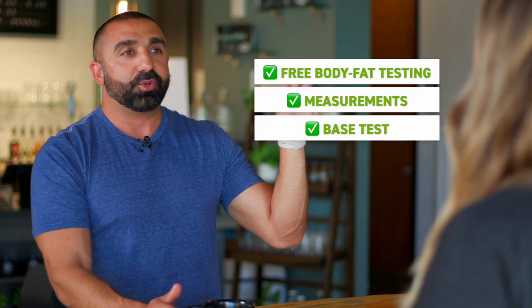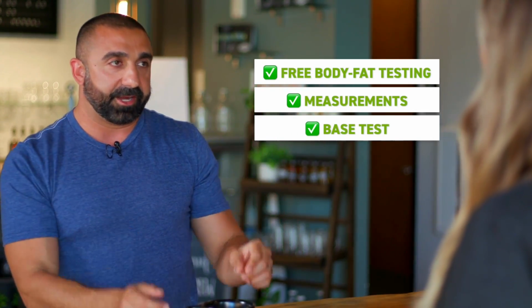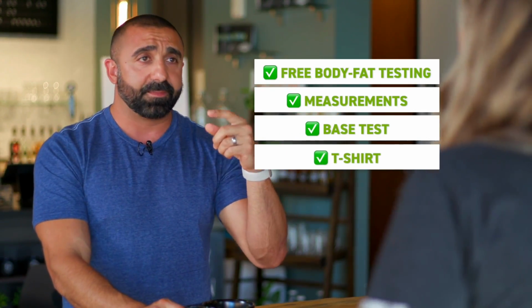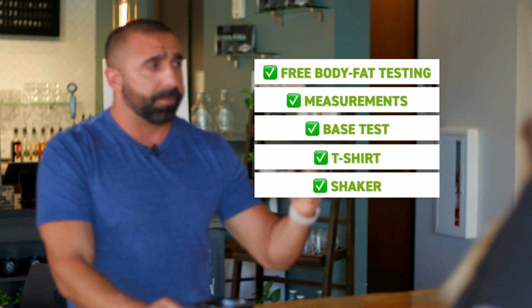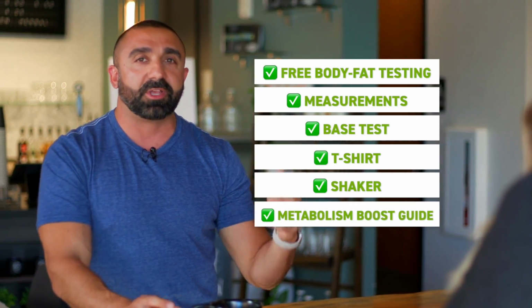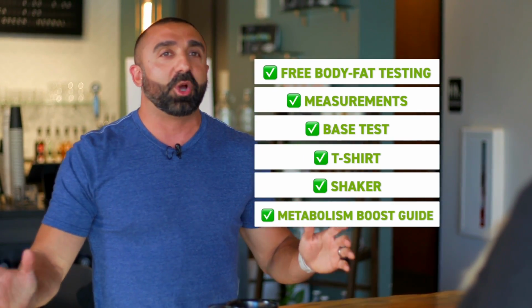Base tests, where you do a base strength test, see where they're at, that could be a line. A t-shirt, that could be a line. A shaker, that could be a line. A metabolism boost guide, where literally, which studio wouldn't be better if all their members had a better metabolism, right? And the results would just go so much faster for everybody. You can go online or talk to a nutritionist, but there's so much public information that's consistent across many platforms and studies of all different ways that you can increase your metabolism naturally.